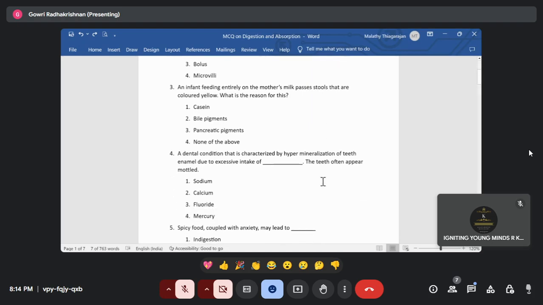Now to the third question. An infant feeding entirely on the mother's milk passes stools that are colored yellow. What is the reason for this?